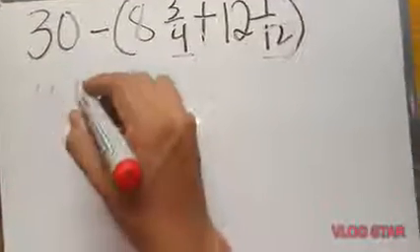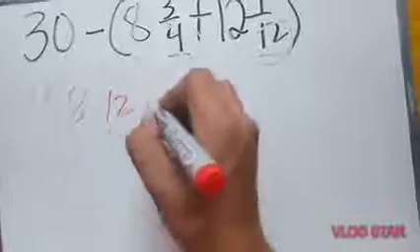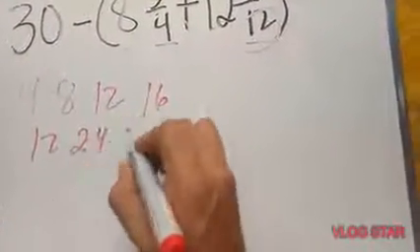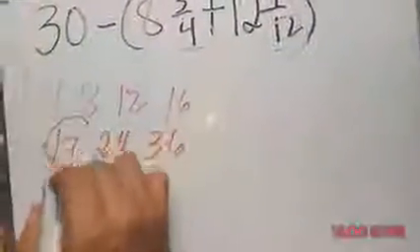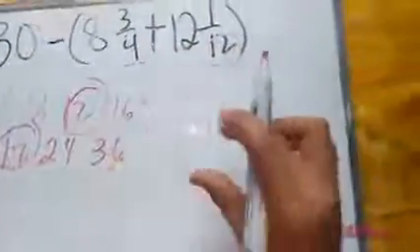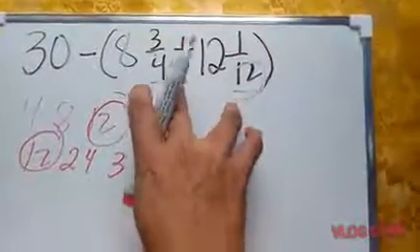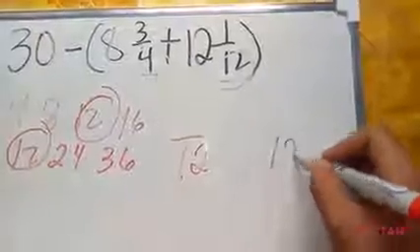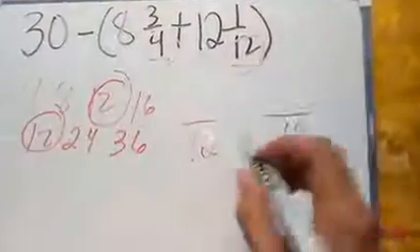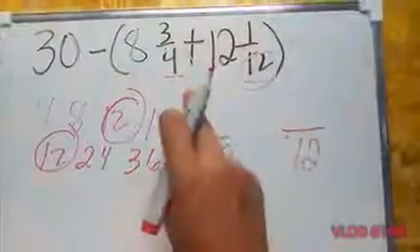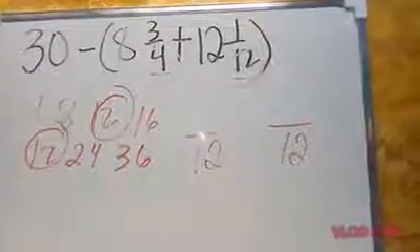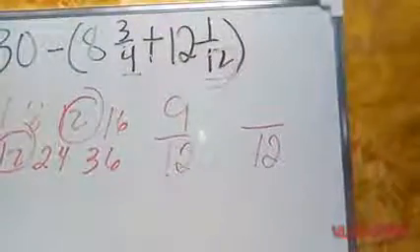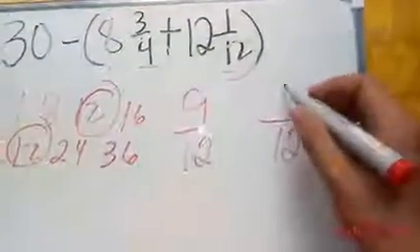Multiples of 4 are 4, 8, 12, 16. Multiples of 12: 12, 24, 36. So their least common multiple is 12. Now, let's change these fractions into similar fractions. So the denominator is 12 and 12. 12 divided by 4, the answer is 3, times 3, 9. Then 12 divided by 12 times 1, the answer is 1.